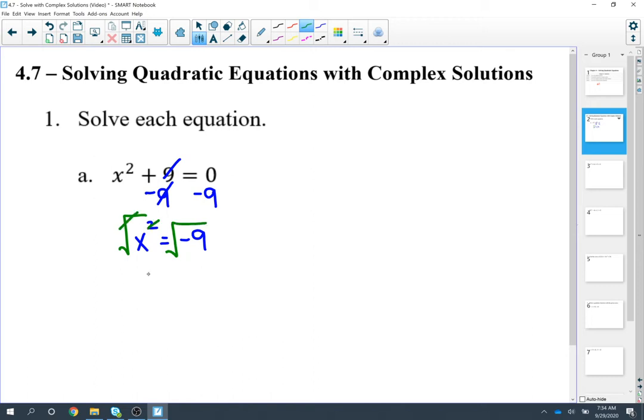Then in order to get rid of the squared, we're going to take a square root. Remember, the square and the square root cancel, so x equals, and now we're taking the square root of a negative number. So keep in mind the negative is going to come out and become an i, and then we're going to have the square root of 9. The square root of 9 is simply 3, so x equals 3i. But don't forget, when you solve a square root, you also have to consider the negative version, so x also equals negative 3i.